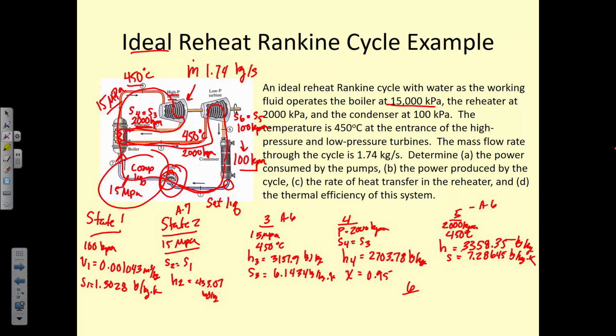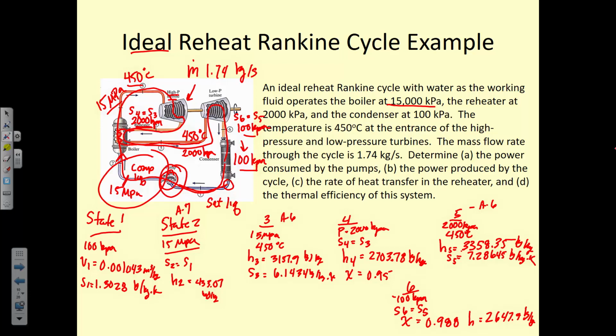And then state 6, again, it's 100 kilopascals. That's given to us because it's approaching the condenser. We know that s6 is equal to s5. This is s5. So then we can look up our enthalpy. Turns out we need to calculate the quality at this one, 0.988. And our enthalpy is 2647.9 kilojoules per kilogram.